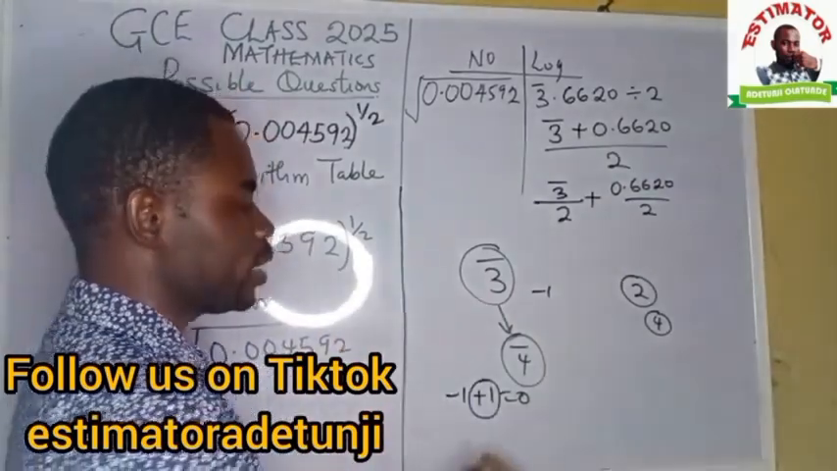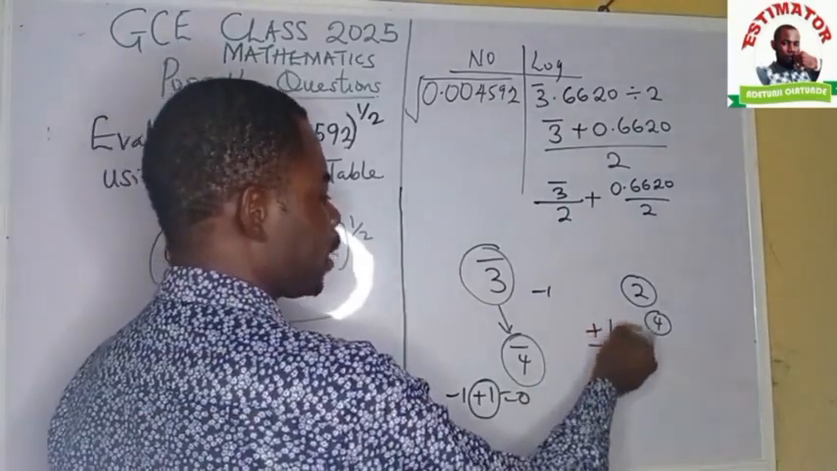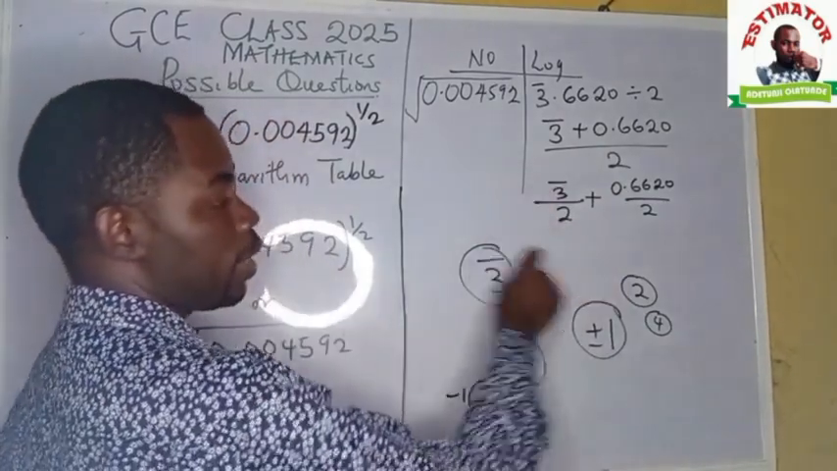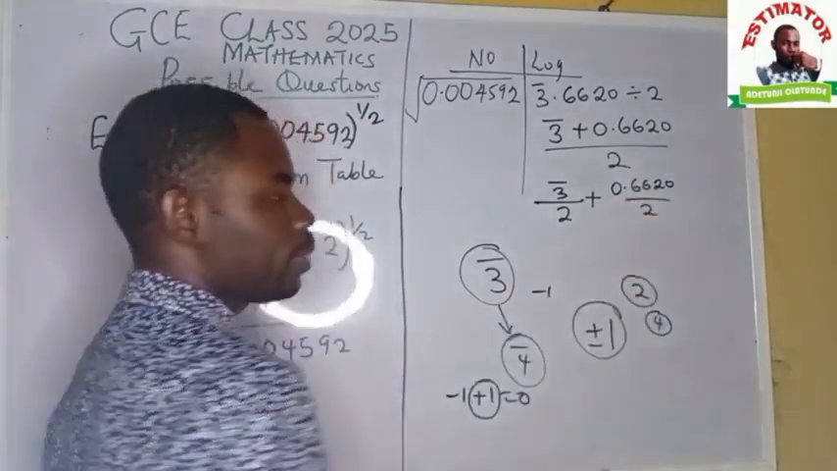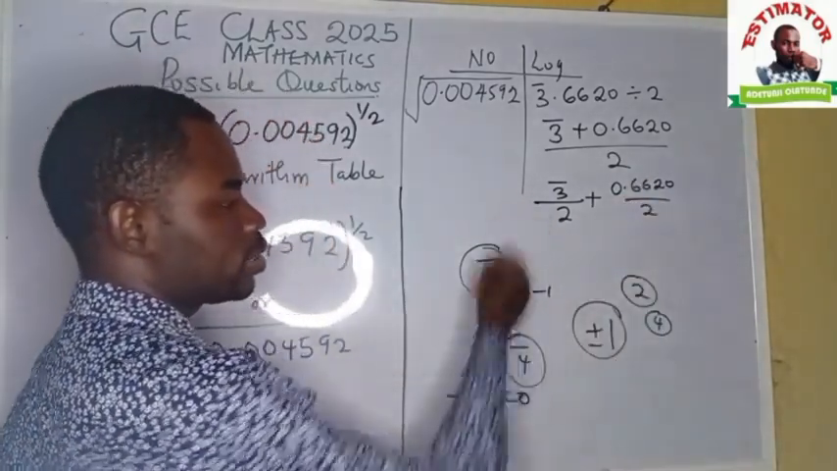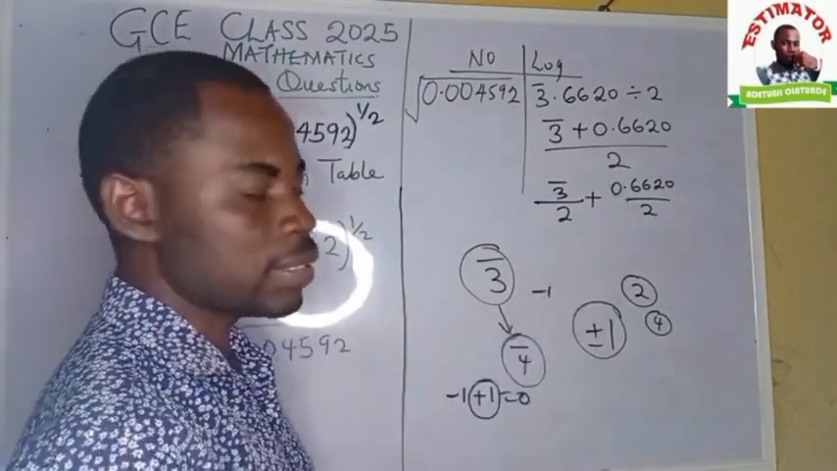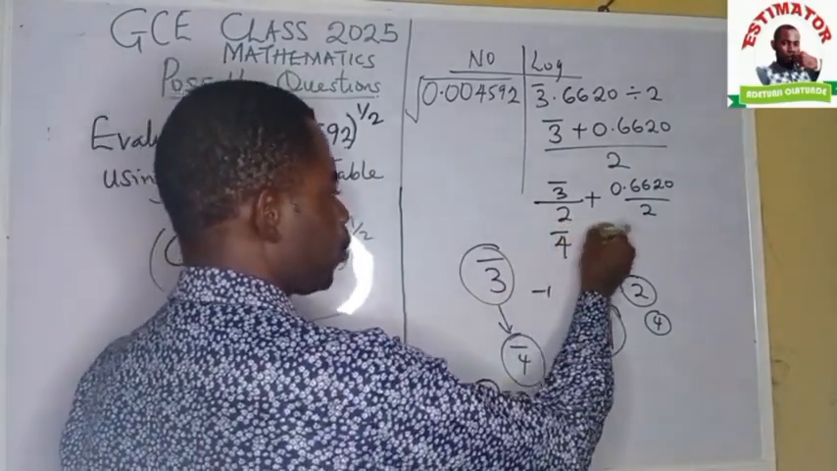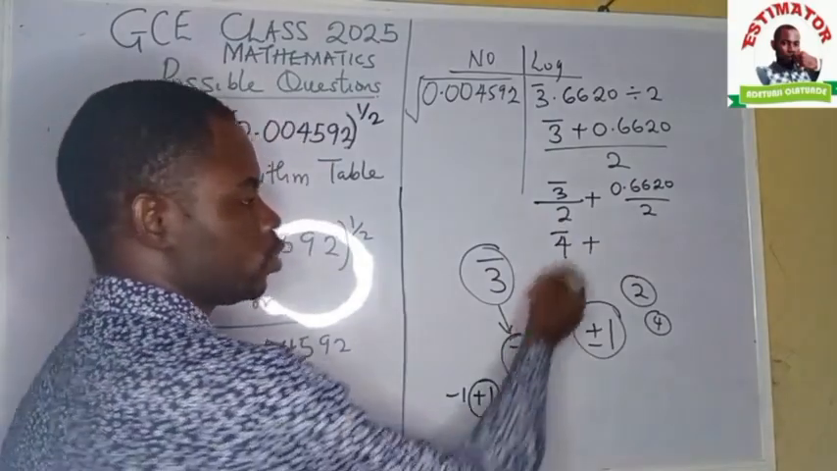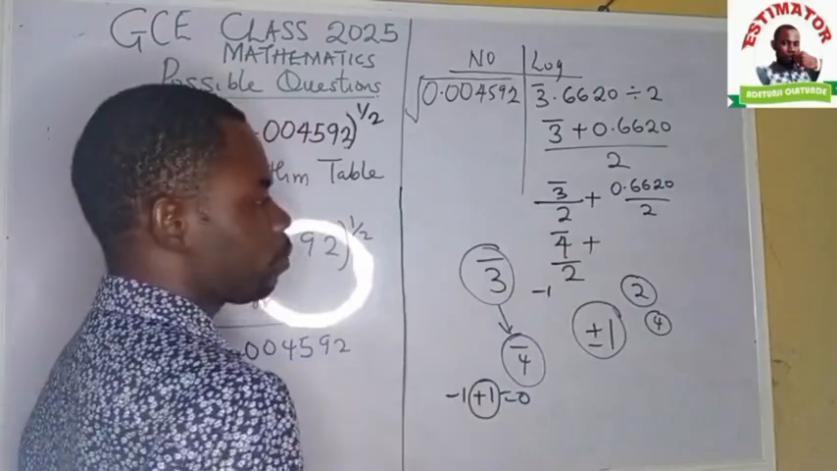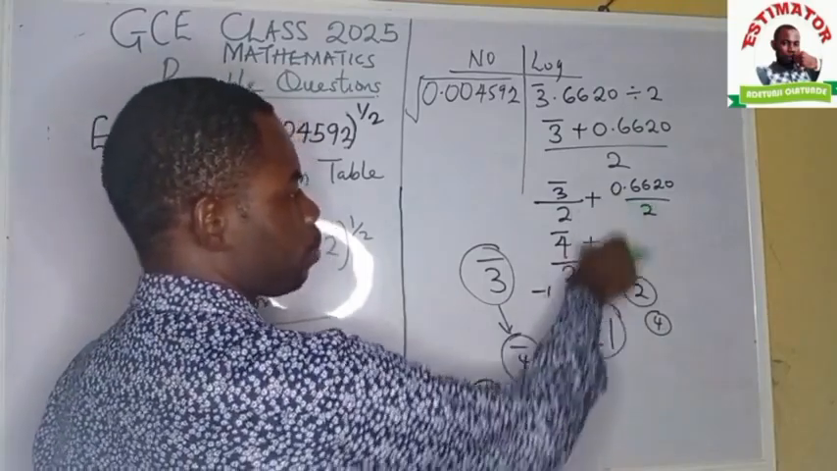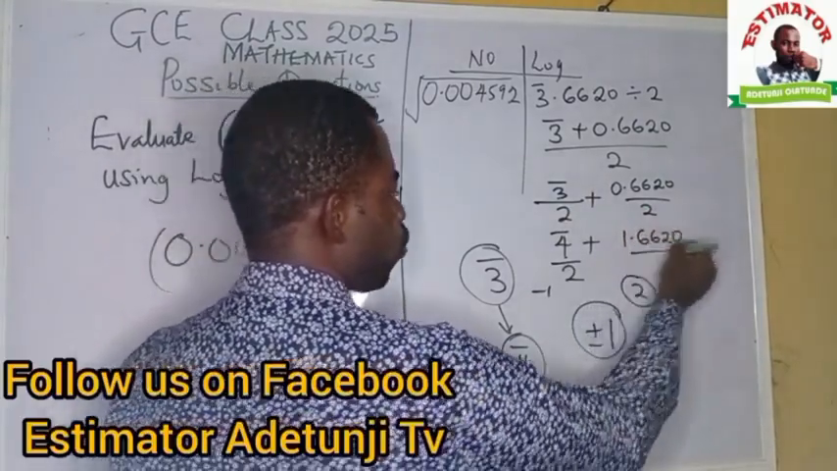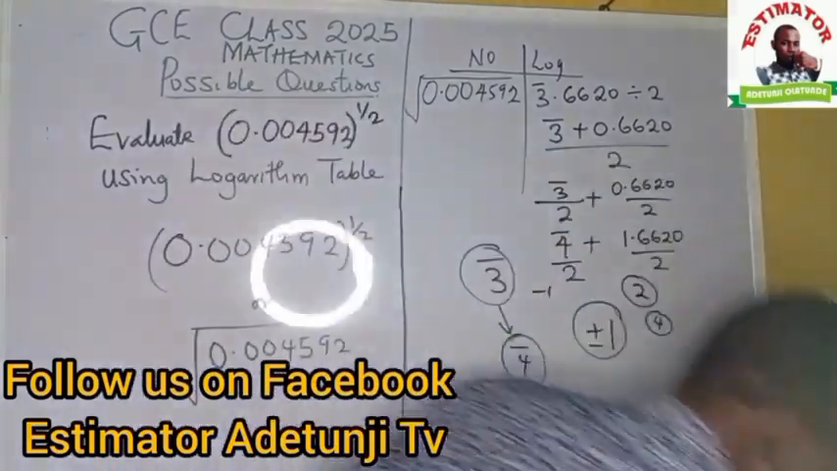So indirectly, what am I saying? I'm going to introduce plus or minus 1 to this numerator. The minus side will go to the bar, while the plus side will go to the mantissa. That is, the bar side, the minus 1 will go to the characteristics, while the plus side will go to the mantissa. So in that situation, this one will now become bar 4 over 2 plus this one. Now I have introduced 1 plus 0, that is 1.6620 over 2. I believe what I said now is clear.